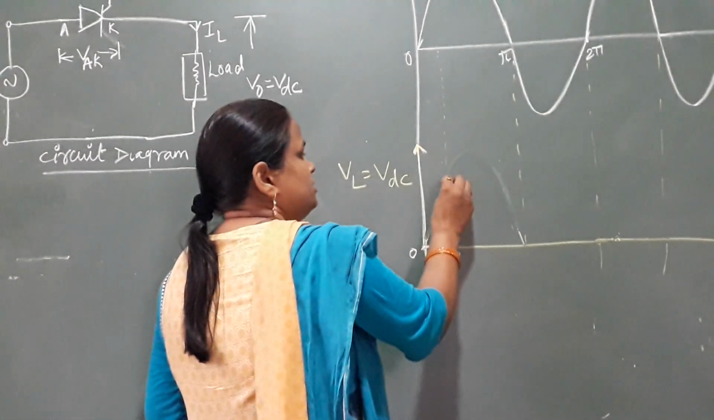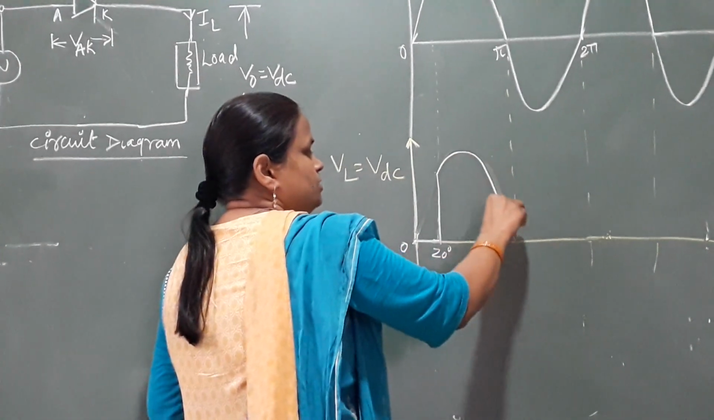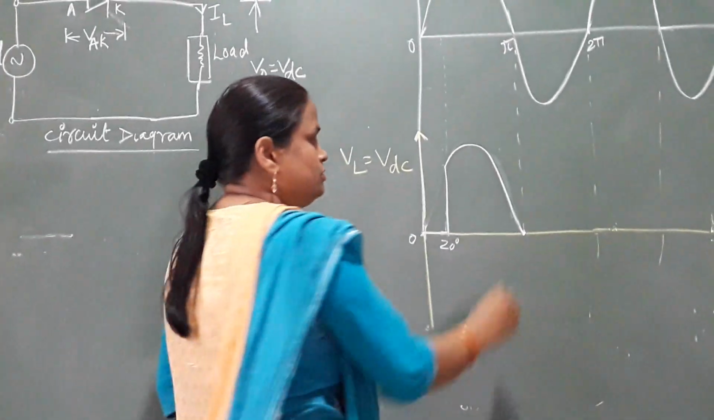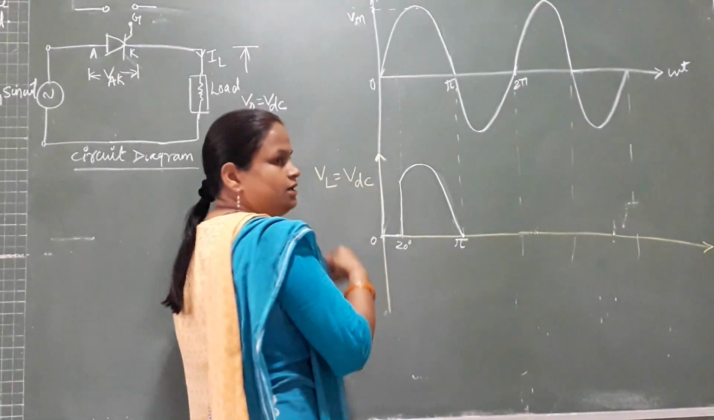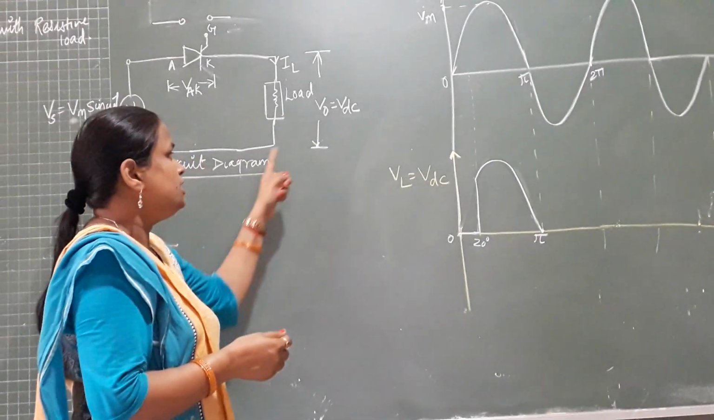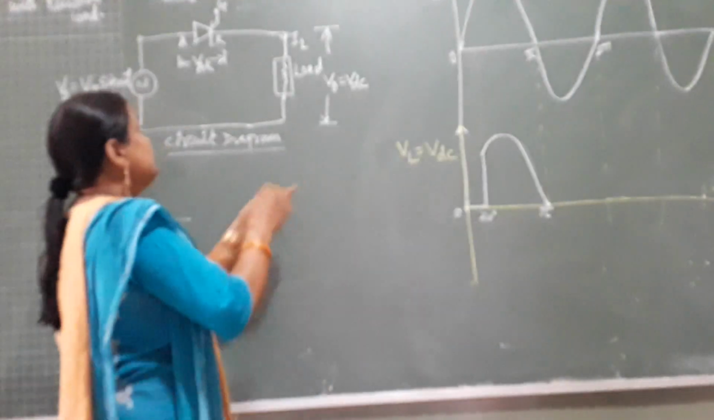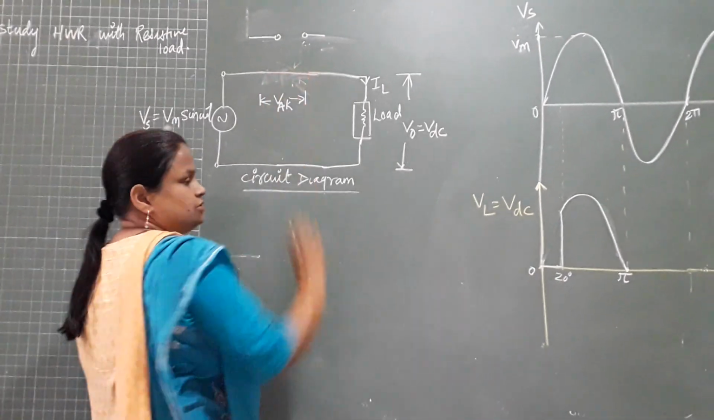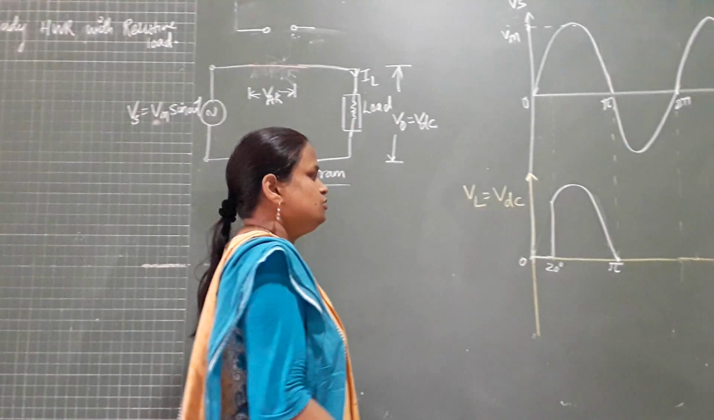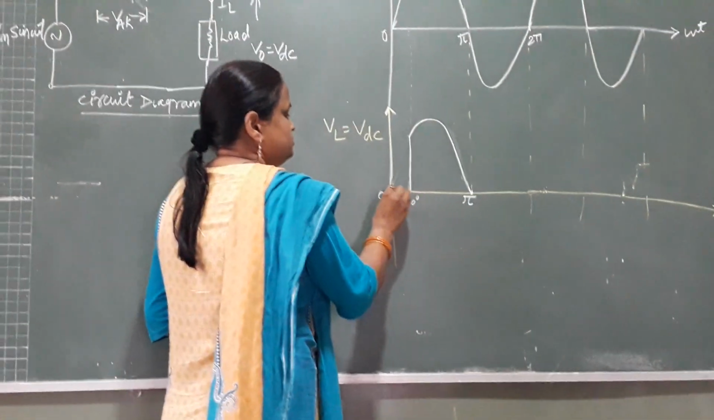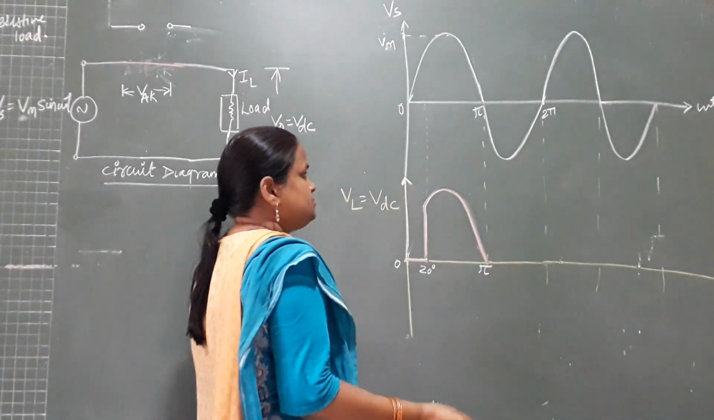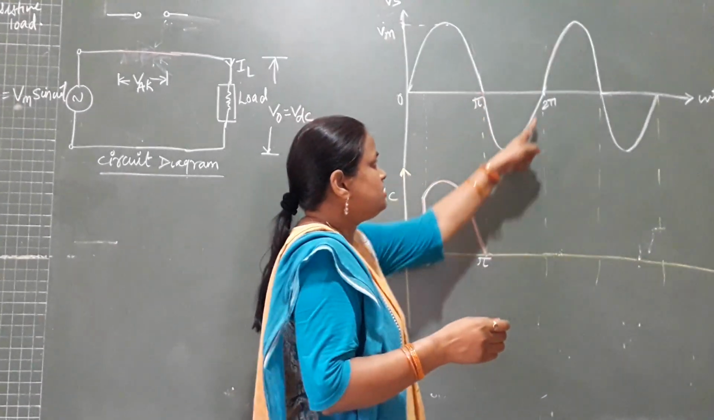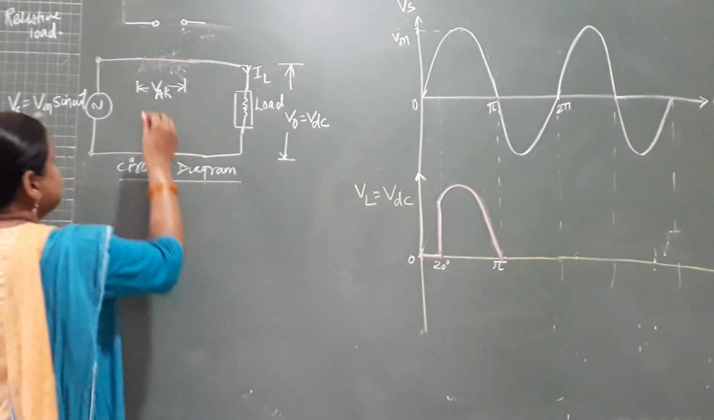After 20 degrees, you will find all the supply voltage appearing across the load up to the pi instant. From omega t equal to 20 degrees to pi, all the voltage of the supply side appears across the load end, because the moment you give the gate signal, the switch operates like a short circuit. This is the output voltage.